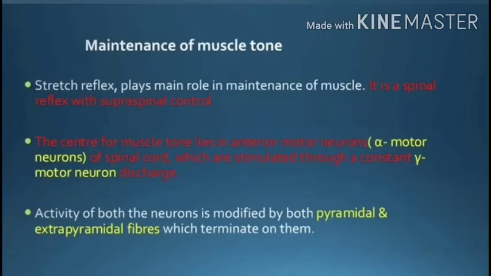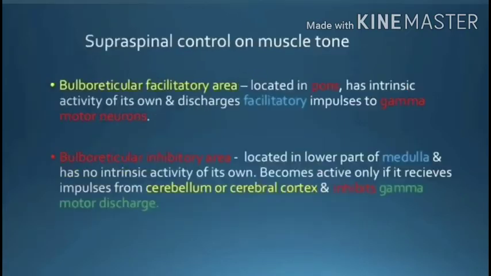Now we come to the bulboreticular inhibitory area. This is located in the medulla. It has no intrinsic activity of its own. It is only activated when it gets information from the higher centers. What is the function of the bulboreticular inhibitory area? It decreases gamma motor neuron discharge, that is, it has an inhibitory influence on gamma motor neuron discharge. Throughout, there is a balance between these areas which helps in maintenance of normal muscle tone.